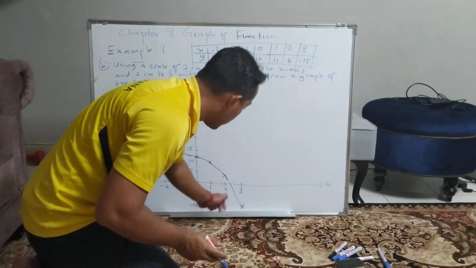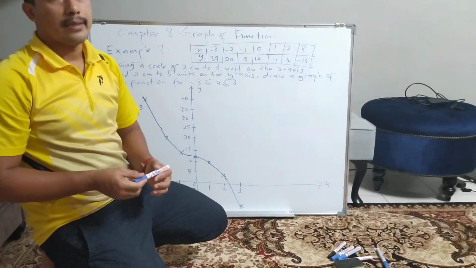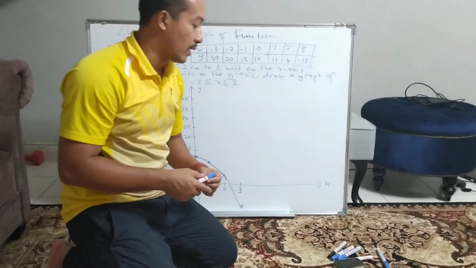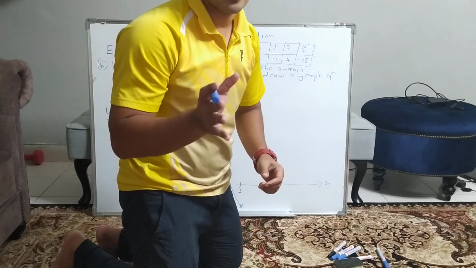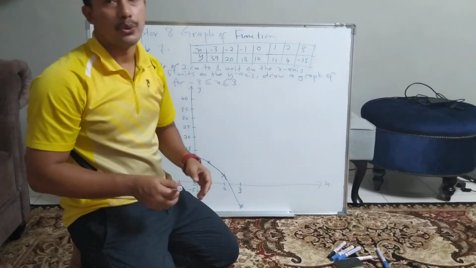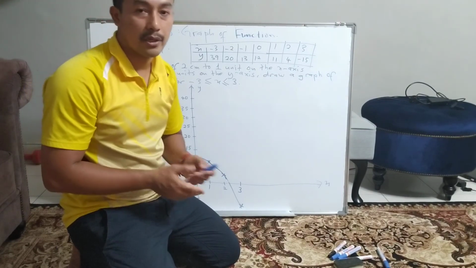Okay class, I think that's all for our class today. For your homework, just finish the homework that I gave to you yesterday, where I asked you to draw the graph on the graph paper. Just finish it. So that's all for our class today. Thank you.